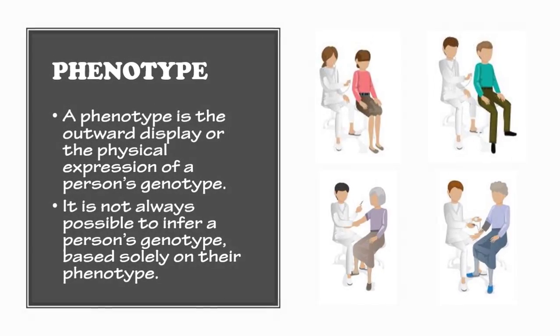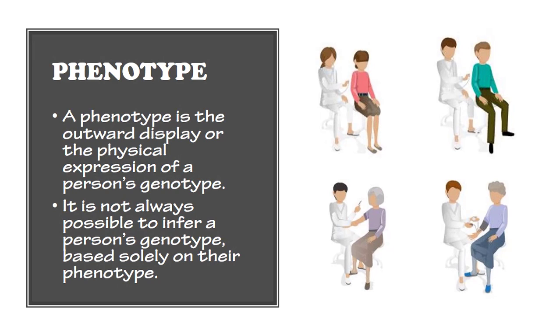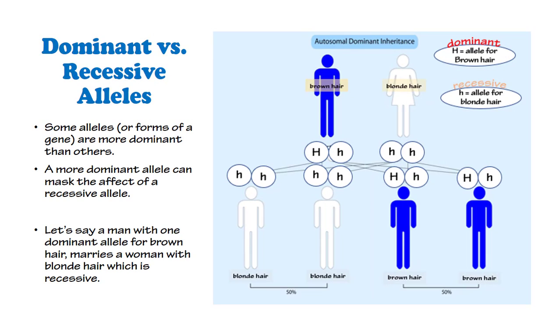A phenotype is the outward display or the physical expression of a person's genotype. It is not always possible to infer a person's genotype based solely on their phenotype. Dominant versus recessive alleles. Some alleles, or forms of a gene, are more dominant than others. A more dominant allele can mask the effect of a recessive allele.